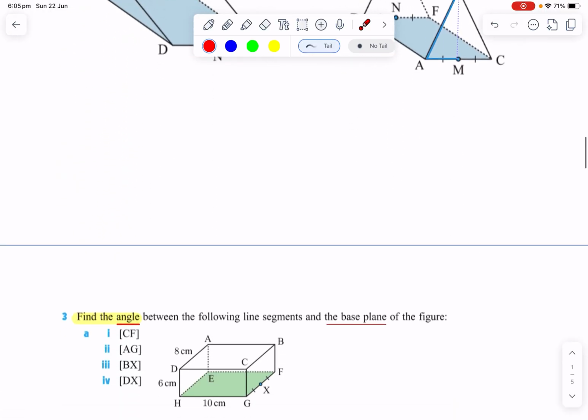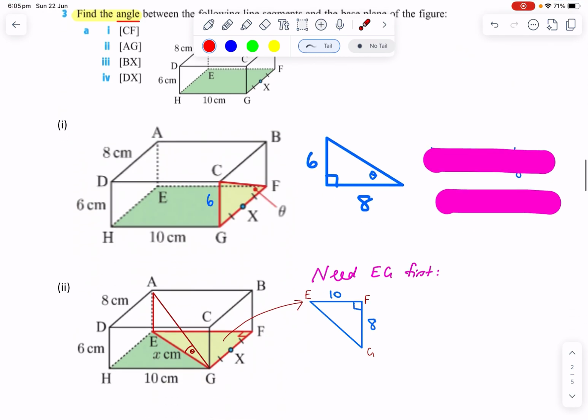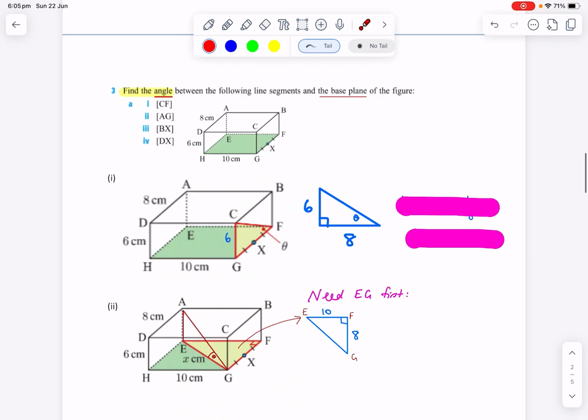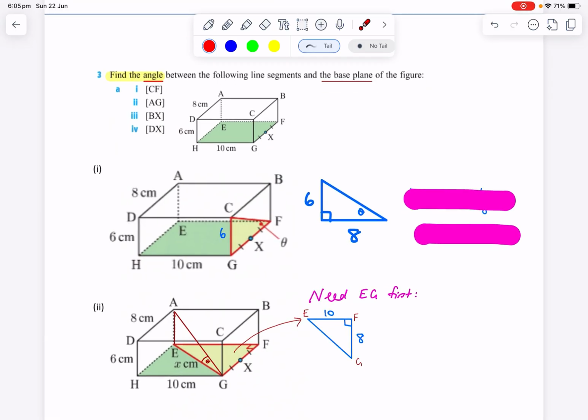Now question 3, I'm going to give you just a couple of hints to get you started. So here's the question, and I've repeated the image so that you can scribble all over it to help you visualize what you need to find. So the first one says we've got line segment CF. All right, let's highlight CF. There it is, and there's the triangle it makes on this face there.